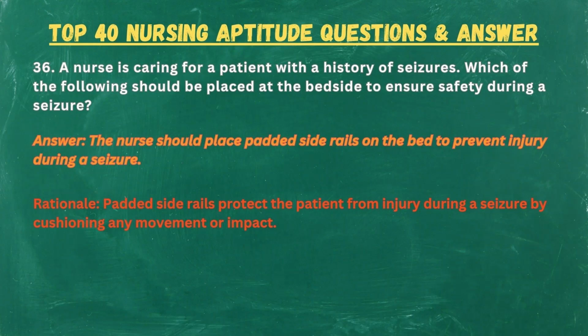36. A nurse is caring for a patient with a history of seizures. Which of the following should be placed at the bedside to ensure safety during seizure? Answer: the nurse should place padded side rails on the bed to prevent injury during a seizure. Rationale: padded side rails protect the patient from injury during a seizure by cushioning any movement or impact.